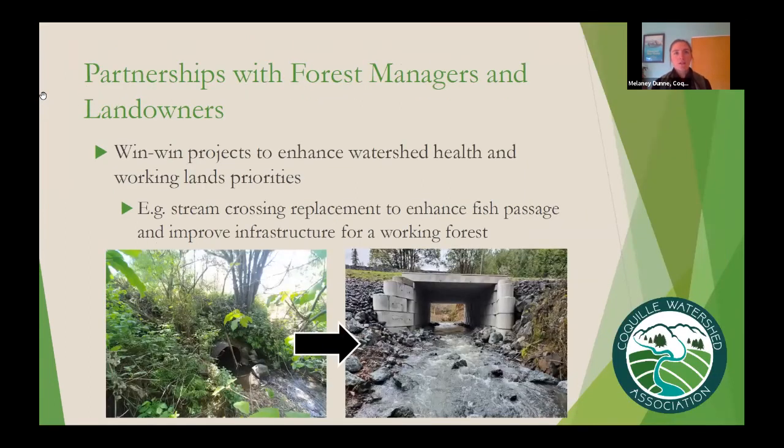I wanted to touch base briefly on our partnerships with forest managers and landowners. As a watershed council, we do not own any land. We work in partnership with landowners to find win-win solutions for watershed health and working lands priorities. We implement, and support landowners in, a lot of projects similar to what Jennifer walked through, with culvert replacements or large woody debris and road drainage upgrades as well.